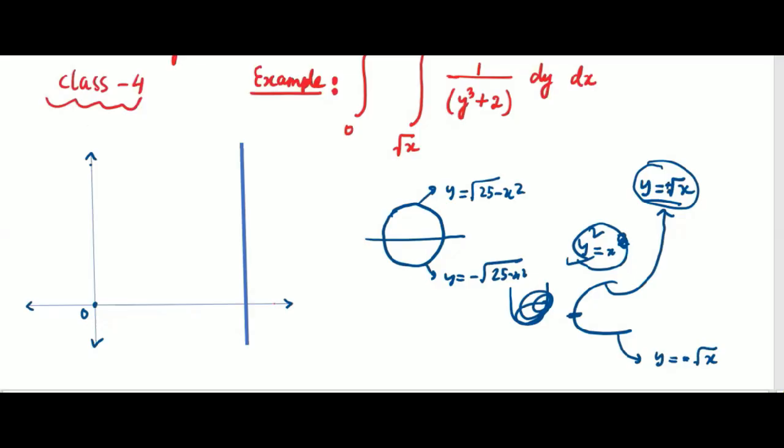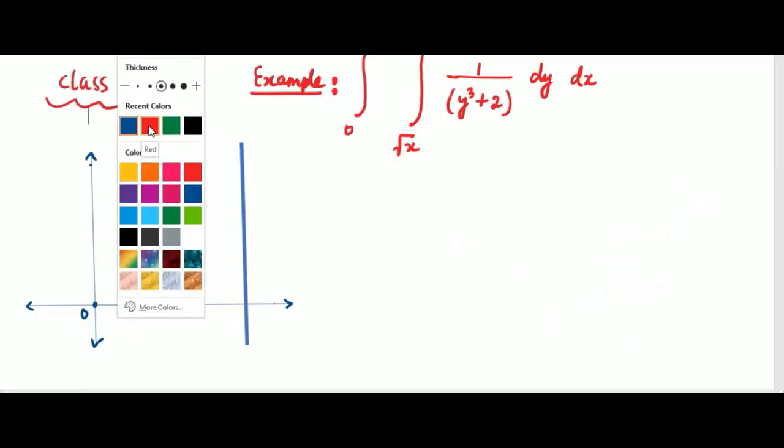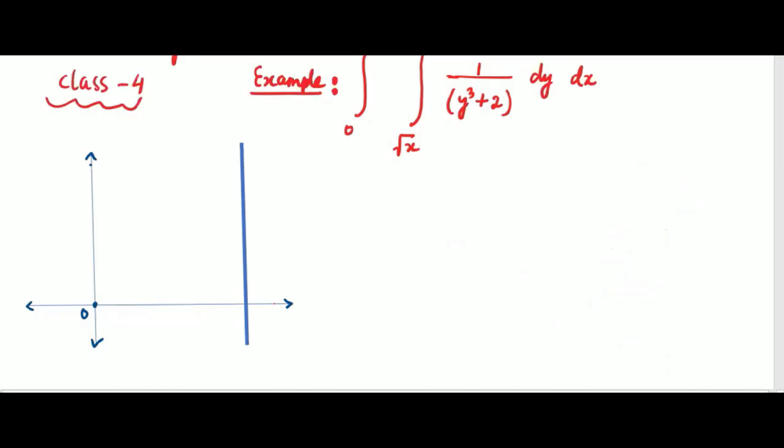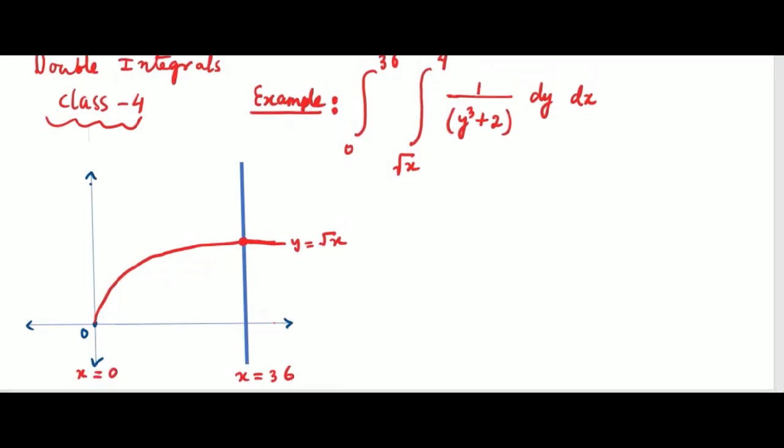Let me erase this one. Now, y equals square root of x given means you know that it's one part. And if you know the whole one, you have to square it and check. Now, let me write y equals square root of x and x equals 36. You need to find the point of intersection as well. Y goes from square root of x to 4. X goes from 0 to 36. So you have to know whether you will get the line here or here.